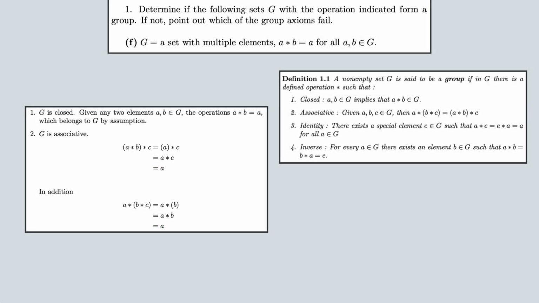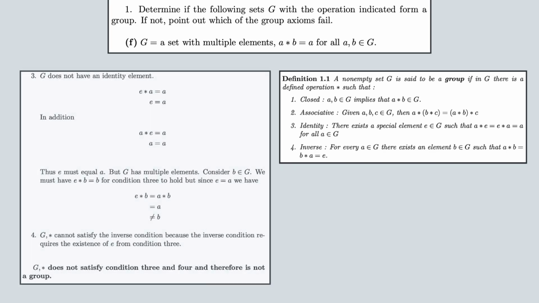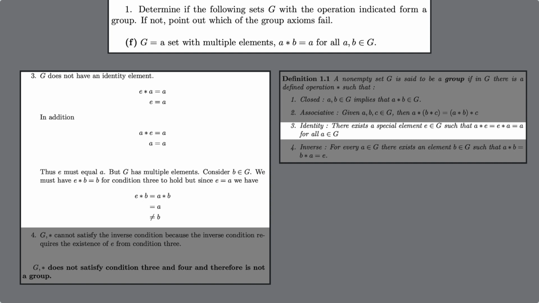Now for the third, we're looking for an identity element. An identity element is a member of the set, which we indicate by E, such that E star A equals A for any A in the group, and A star E equals A for any A in the group. And here we run into a problem. So let's look at the first equation, E star A equals A. On the left-hand side, E is the first, or left-hand, element in the operation, so we conclude that E has to equal A.